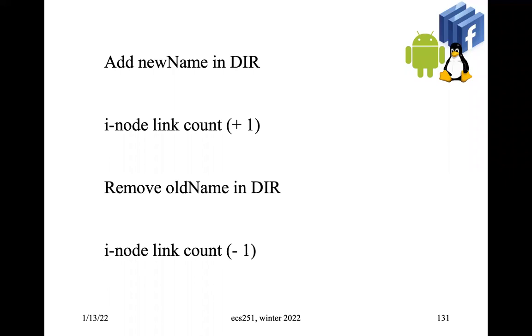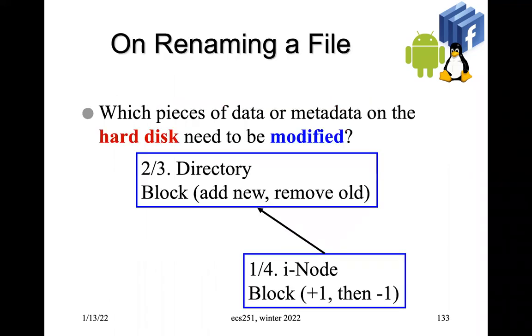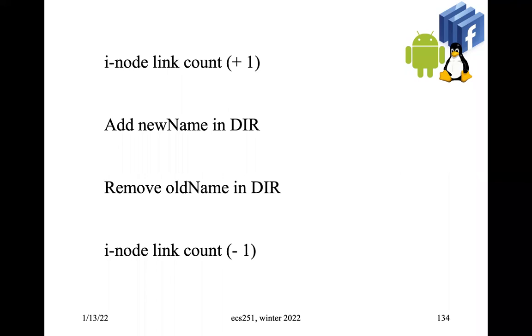But in any case, this is actually wrong. This order is wrong. The correct order should be like this, because remember, one is essentially a creation and one is a deletion. In the creation, we update the inode first, and then you update the directory entry. In deletion, you remove the directory entry first, and then you remove the link. If you remember the previous cases, they're exactly opposite.